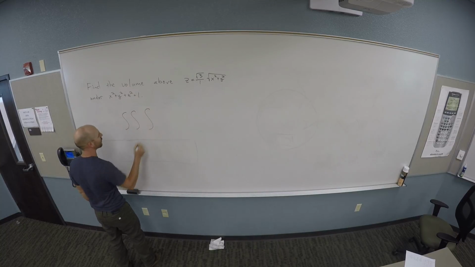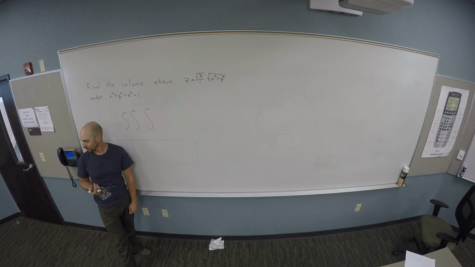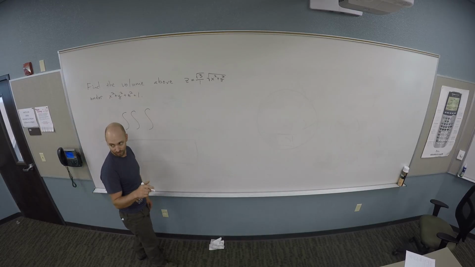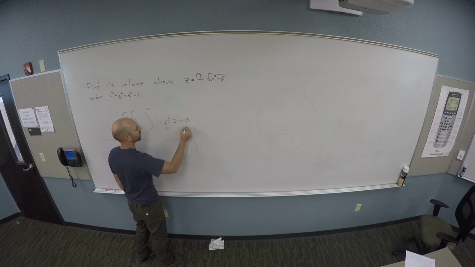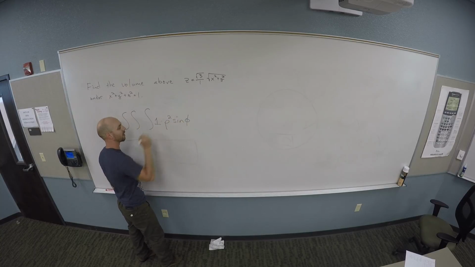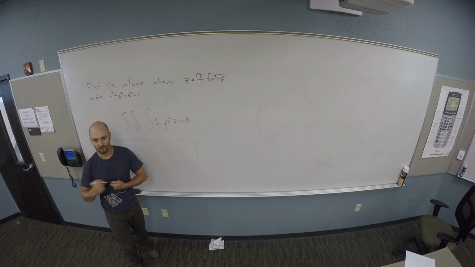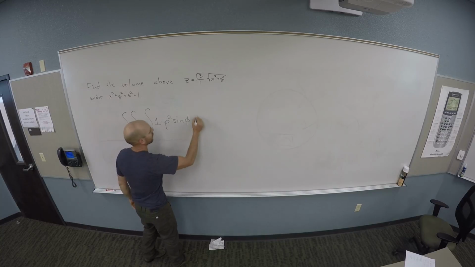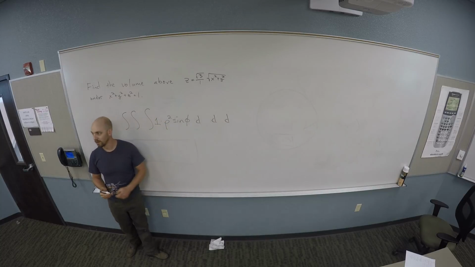All right, so if I'm trying to do spherical, what do I need to integrate in spherical to find volume? Rho squared sine phi, yeah. Really I need 1 times d volume, and d volume is rho squared sine phi d what? Rho, theta, and phi in some order.